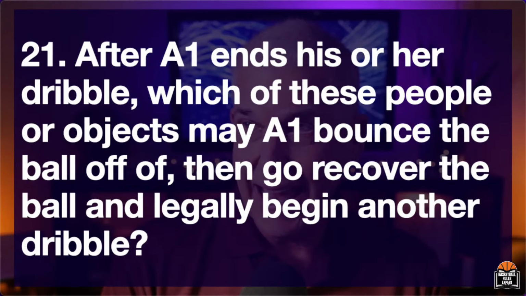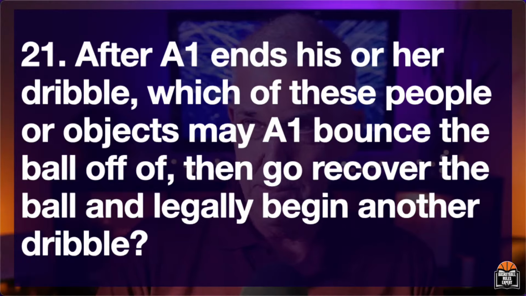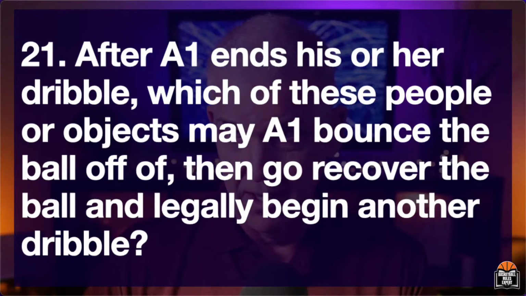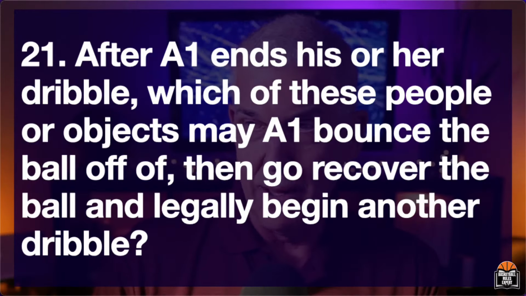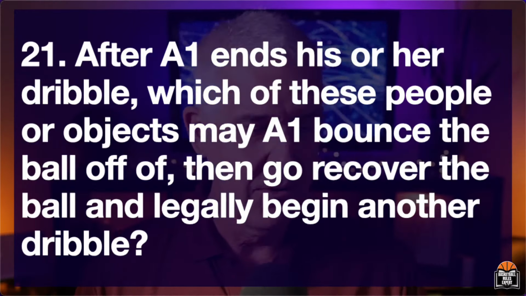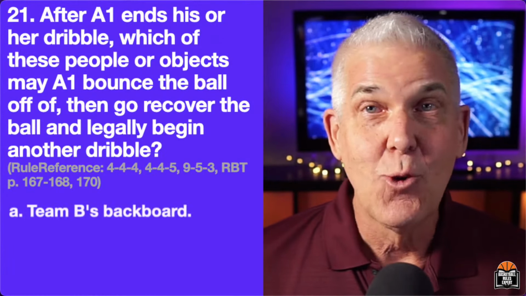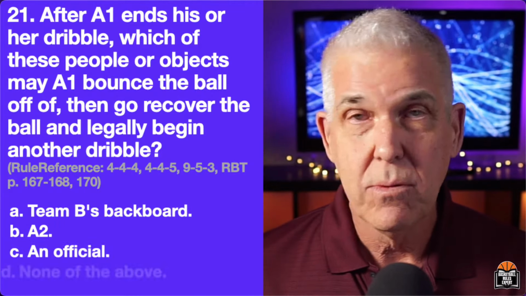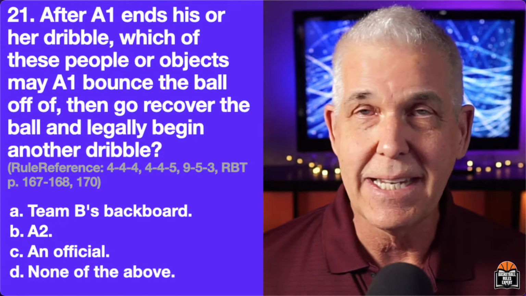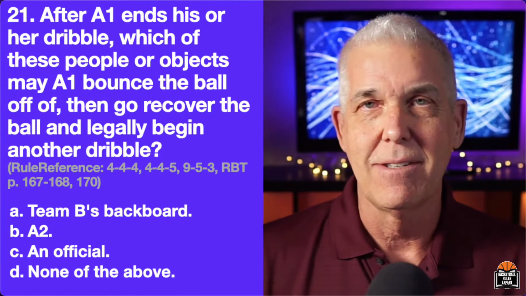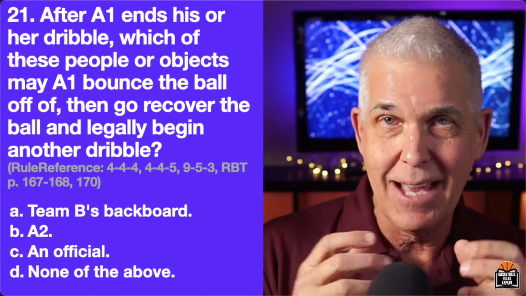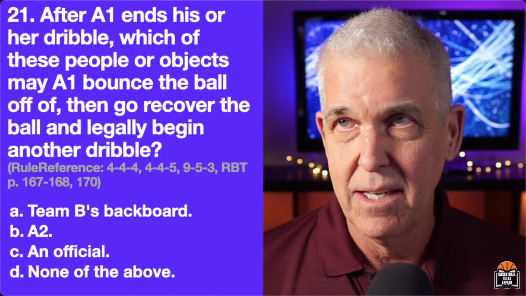Question 21. After A1 ends his or her dribble, which of these people or objects may A1 bounce the ball off of, then go recover the ball and legally begin another dribble? Can that happen? Possible answers. A, Team B's backboard. B, A2. C, an official. Or D, none of the above. This is a good question, right? Because it forces us to have an understanding of what the impact is of contacting each of these things.